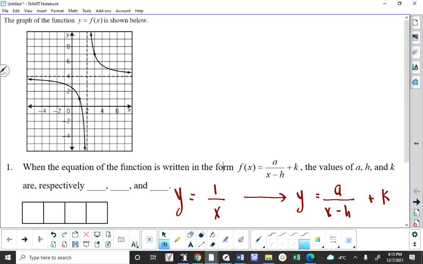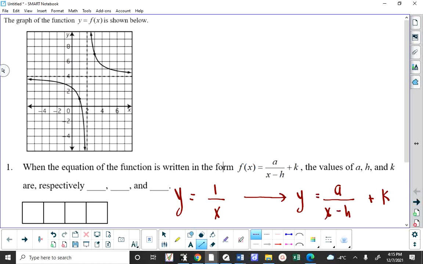So you need to recognize that we're going to have a shift because of h, and that shift will be horizontal. We're going to take y equals 1 over x, we're also going to shift it or translate it vertically, and that vertical shift is going to be indicated by the value of k. And then a is a vertical stretch factor, and possibly, but not in this case, it could be responsible for a vertical reflection.